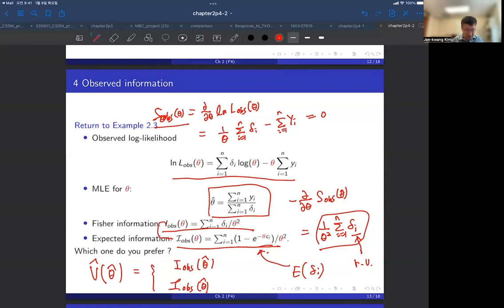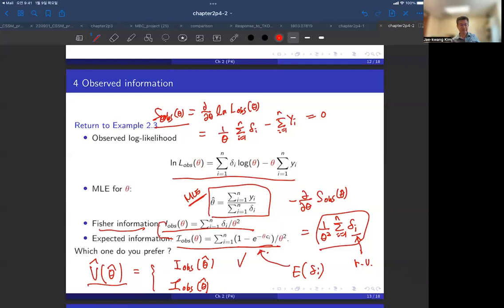The short answer is that this one is better. The observed Fisher information is better than the expected Fisher information to evaluate the uncertainty associated with the MLE. Why? Because, okay, we know this is the MLE, and you are interested in estimating the variance of the MLE.